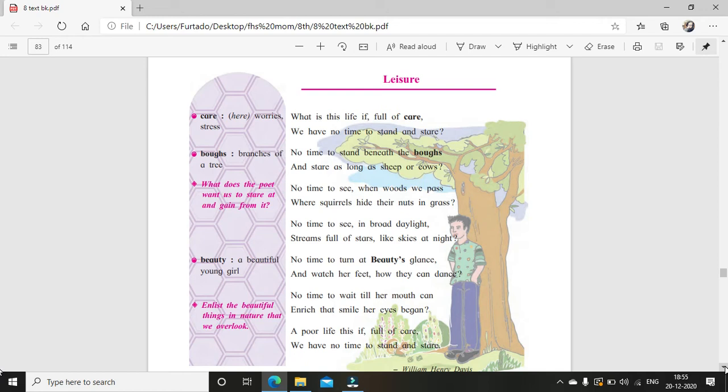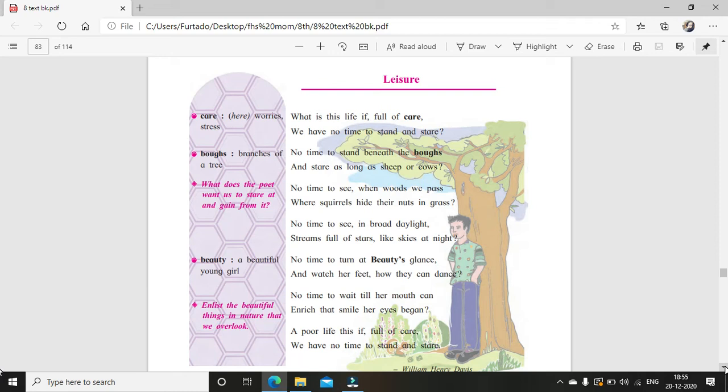Next, no time to stand beneath the boughs. Boughs are the branches of the trees. You can see the boy standing beneath the branch of the tree. And here letter B is repeated for poetic effect. So again, alliteration. And stare as long as sheep or cows. Again, the letter S is repeated. So again, alliteration. Stare and sheep.